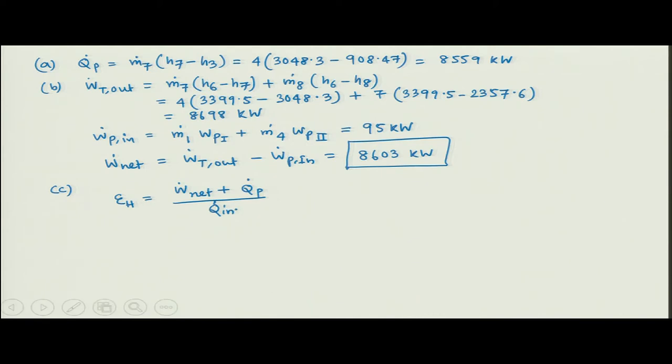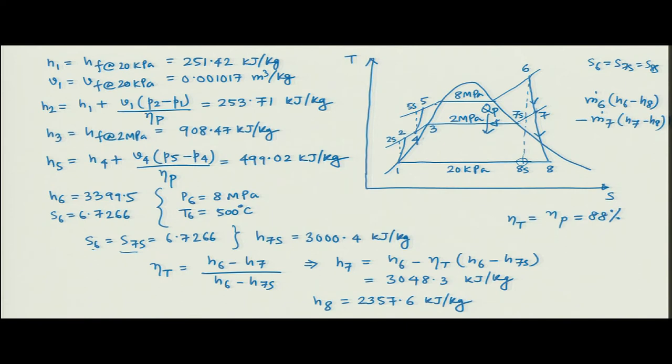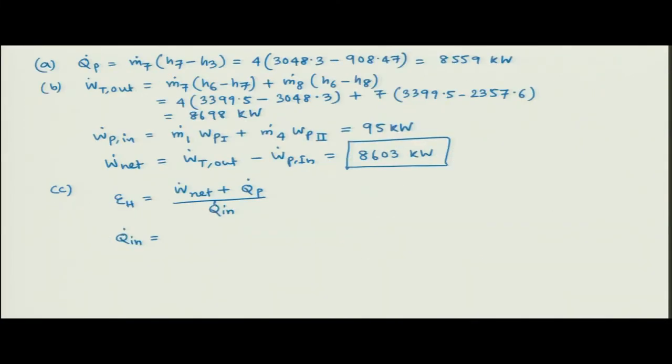So Q dot in. Okay. So we need to calculate what is the Q dot in. So Q dot in is basically, if you look at the diagram, from 5 to 6 you are raising the enthalpy in the boiler. So it is H6 minus H5 times the mass flow rate. Okay. So m dot 5 (H6 minus H5), m dot 5 is 11 kg per second, H6 is 3399.5 and H5 is 499.02. That will give you 31905 kilowatt.